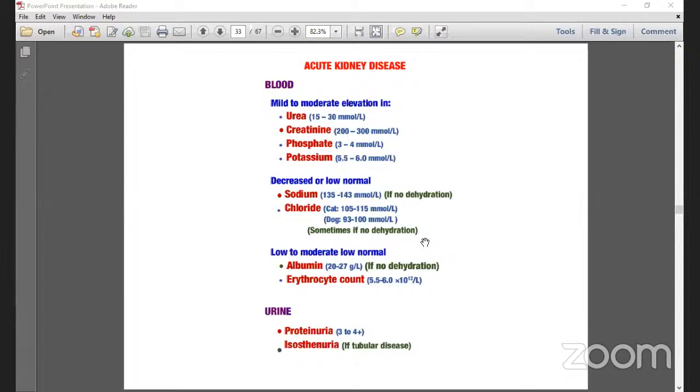Okay, same goes to the albumin and erythrocyte. So we might observe low to moderate low normal. But for the urine, you will see a proteinuria, either 3+ to 4+ by using the urine strip, and there will also be isosthenuria in case of the tubular disease. Okay, next one.